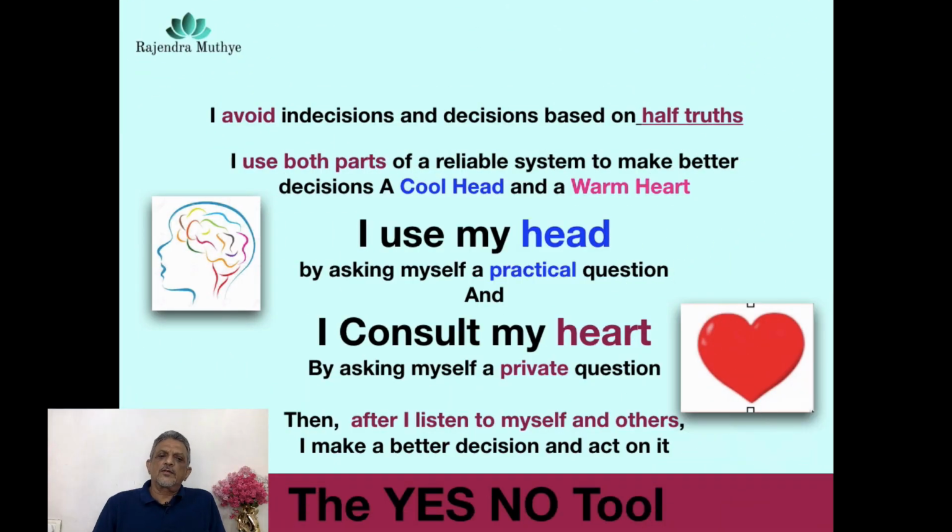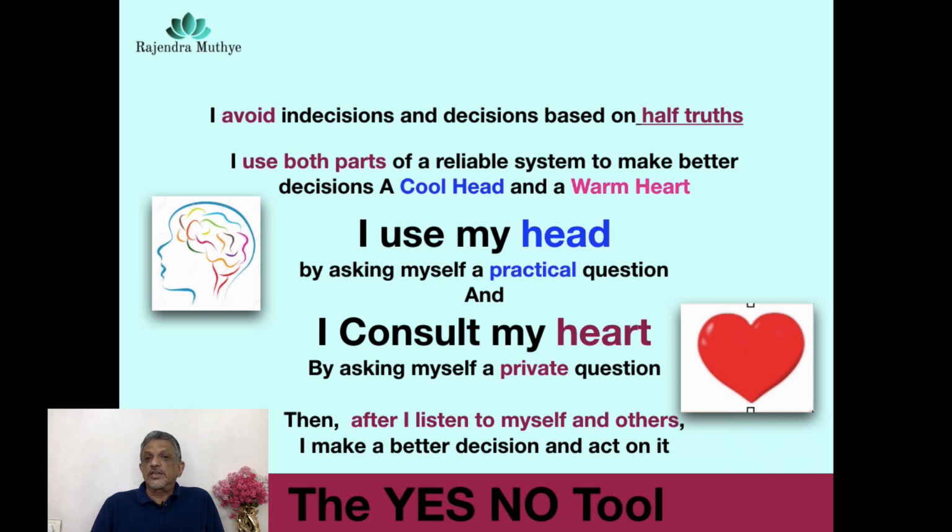So let's look at a few things in detail about this test, and then I will go deeper into the yes no tool. Firstly, avoid indecisions and avoid decisions based on half truths. This is critical. First of all, avoid indecisions, as we have already seen that it's better to make a bad decision than to make no decision at all. But don't make decisions based on half truth. This statement will be clear when we talk about needs and wants. Okay, what is the real need in that situation, which is a part of the head question.